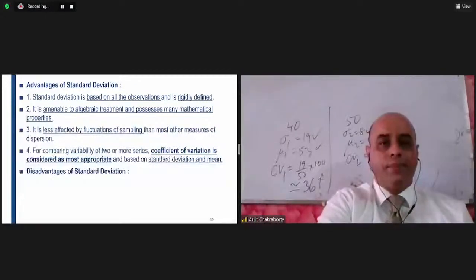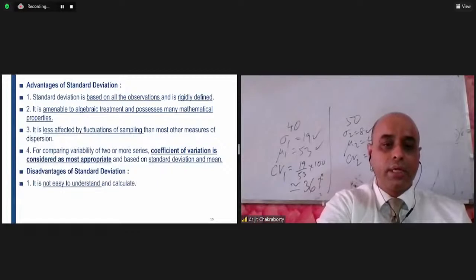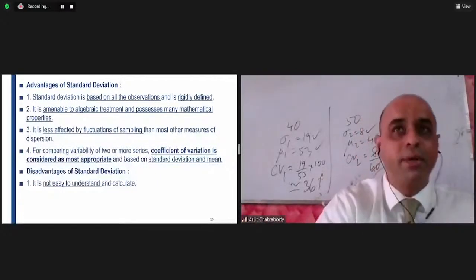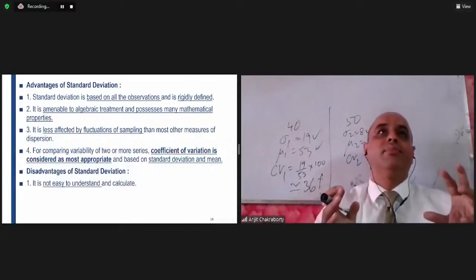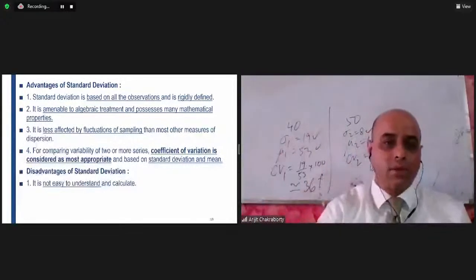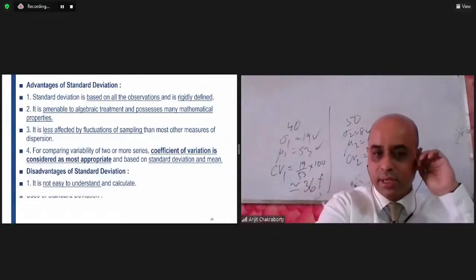Like other measures of central tendency and dispersion, everything has a disadvantage here again. It is not easy to understand. Sometimes it might be easier for you now, but compared to some others, range is the easiest to understand: highest value minus lowest value. But SD is sometimes a bit confusing to understand.